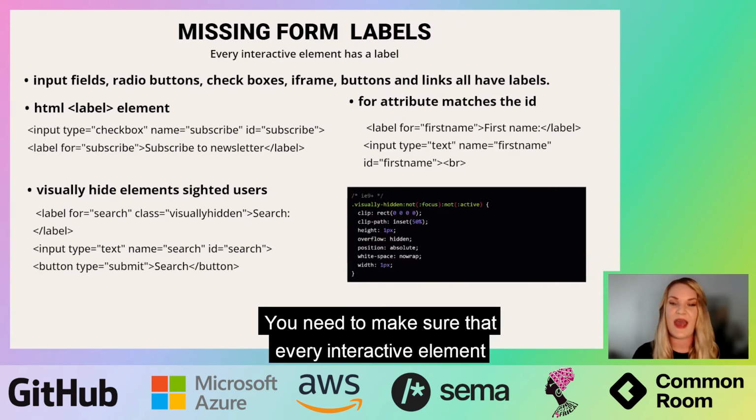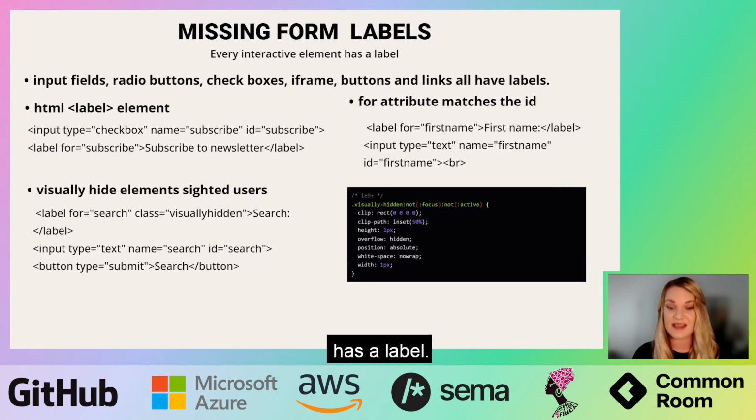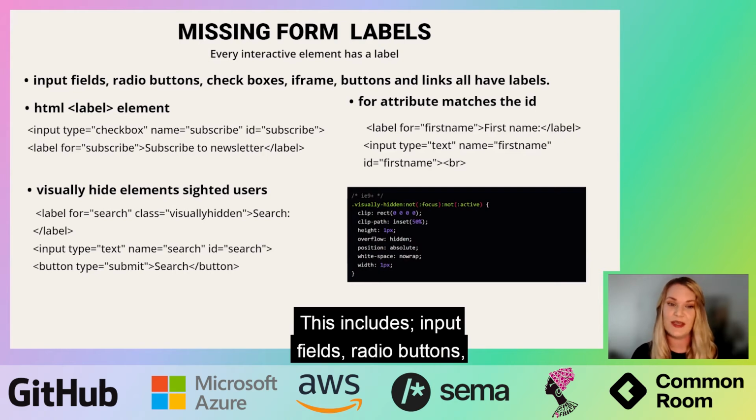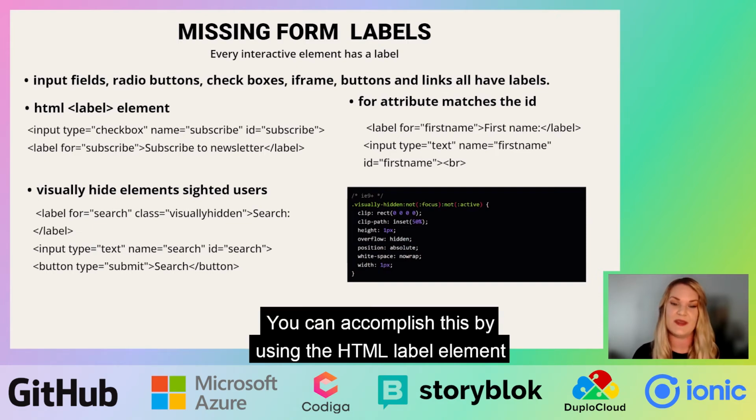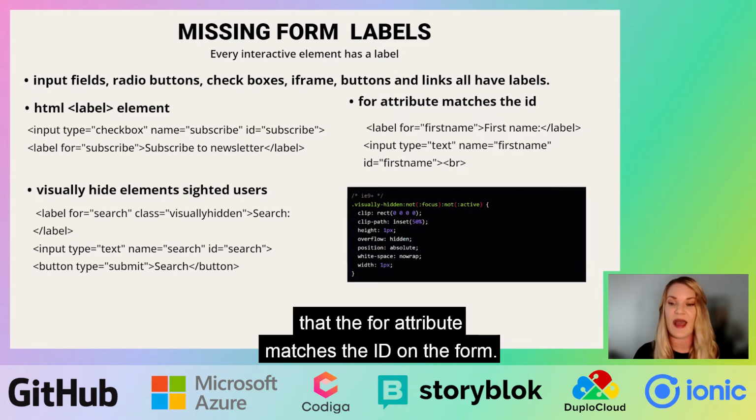You need to make sure that every interactive element has a label. This includes input fields, radio buttons, checkboxes, iframes, and regular buttons. You can accomplish this by using the HTML label element, as well as making sure that the for attribute matches the ID on the form.